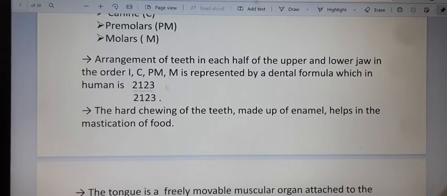Their dental formula is written in this way. This is one half jaw, this is another half jaw, this is the upper jaw, and this is the lower jaw. The arrangement of teeth in each half of the upper and lower jaw, in order I, C, PM, and M, is incisor, canine, premolar, and molar. This is represented by a dental formula, which in humans is 2123 upon 2123, meaning half of the upper jaw and half of the lower jaw.